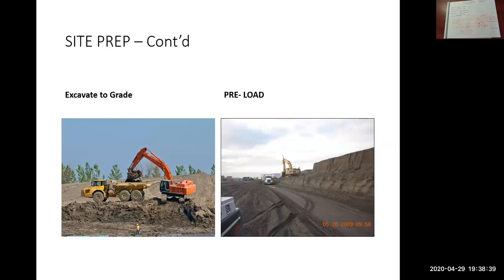So site prep continued. The photo on the left, this setup here is excavating to grade. Now, look at the size of this equipment. There's a person standing there. That's a pretty big rock truck or articulated truck. Looks like it's a 40-ton. Quite a large excavator as well. There you can see the original ground surface is up here underneath the truck, and they are digging way down to here. That could be 3 meters or more deep that they're digging to get to the subgrade.